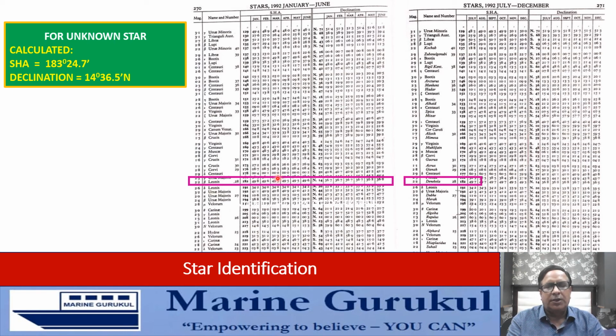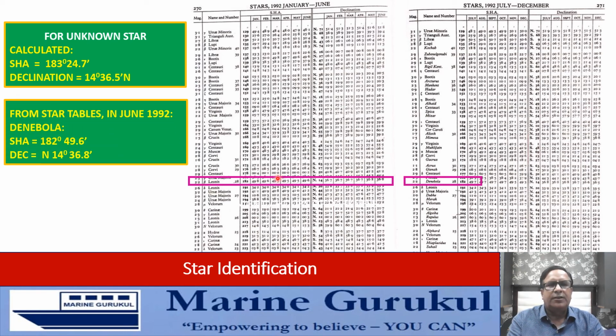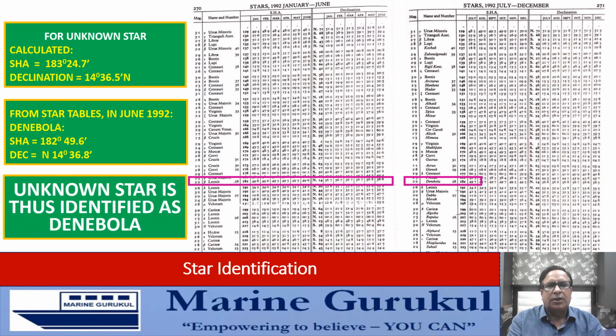From the nautical almanac, we find that in June 1992, Denebola's SHA is 182 degrees 49.6 minutes and the declination is north 14 degrees 36.8 minutes. Now these two values are very close to what we have calculated. So undoubtedly the unknown star happens to be Denebola.